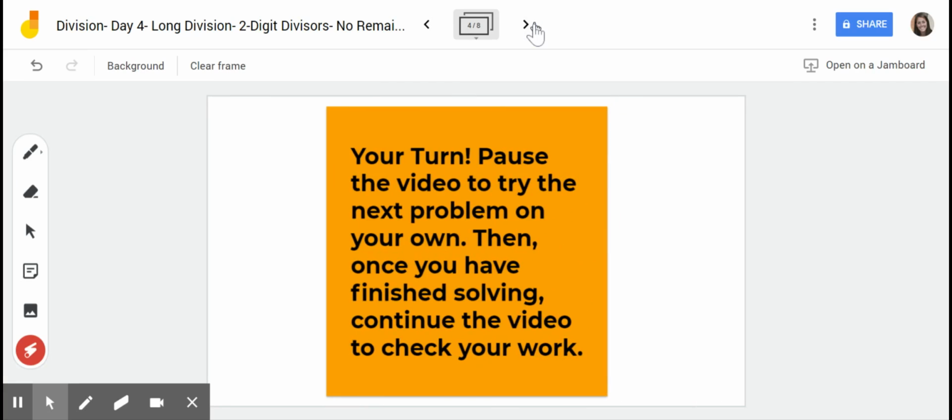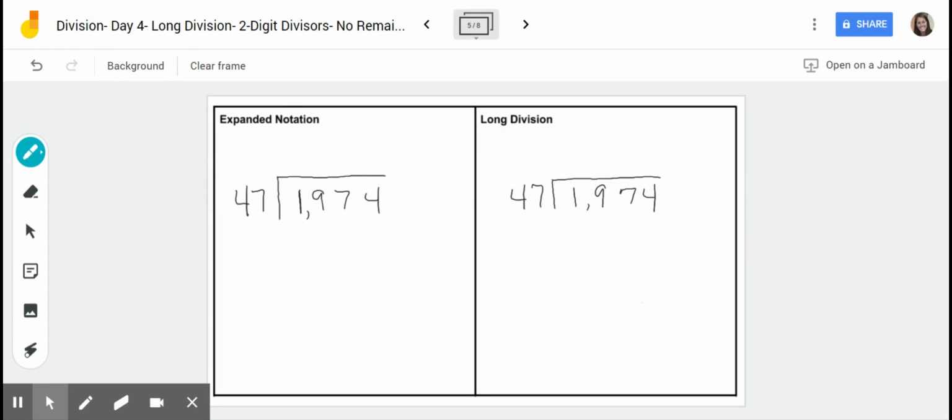Your turn. Pause the video to try the next problem on your own. Then, once you have finished solving, continue the video to check your work. Now that you've had a chance to solve this problem, let's walk through the problem 1974 divided by 47 together. As we walk through it, I want you to check your work on your piece of paper and make sure that it matches the work that I'm showing you.